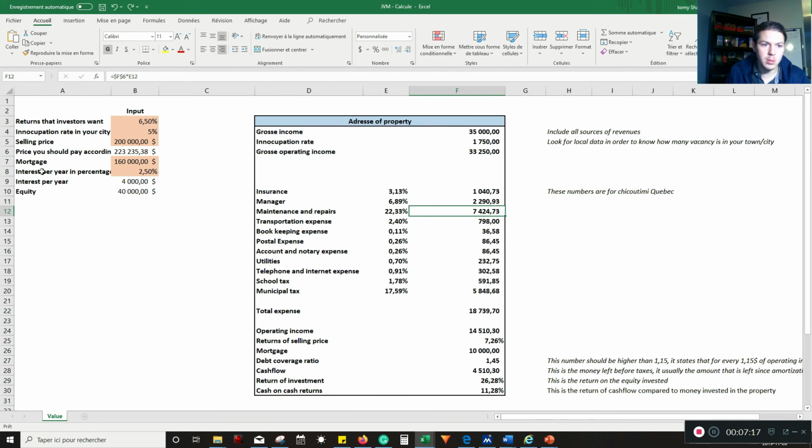You could manipulate the numbers. You could see, okay, what if I increase this number or something else. You could work out this example and, once you find a property, all you need to do is do this number. This works well for any property. And remember, all these numbers will be different, and don't forget to include all the expenses, because in every city it will be different.